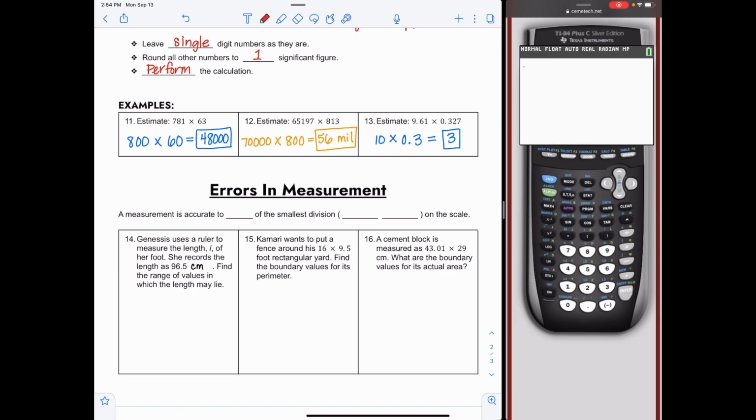Now, to talk about the errors in measurement, you need to make sure you understand that a measurement is accurate only to plus or minus 1/2 of the smallest division on the scale, aka the smallest place value. So let's look at some examples. So number 14, it says, Genesis uses a ruler to measure the length L of her foot. She records the length as 96.5 centimeters. Find the range of values in which the length may lie.